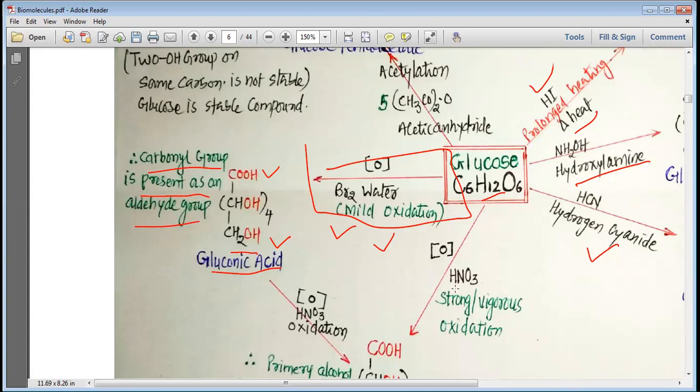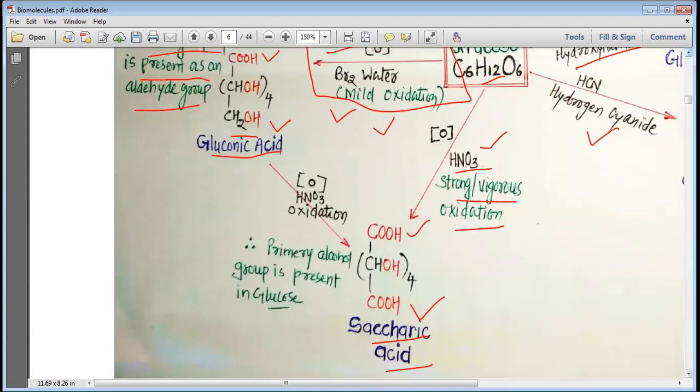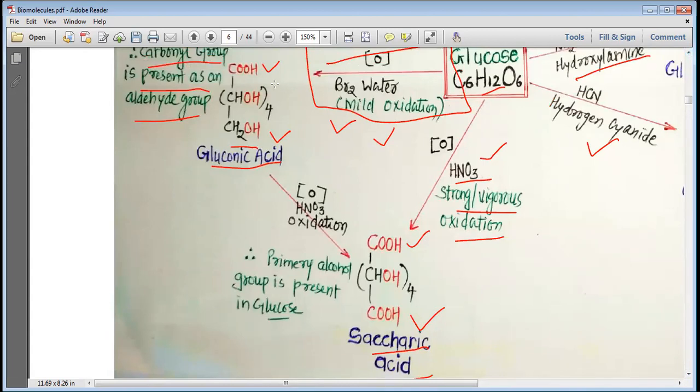When glucose is oxidized with a strong or vigorous oxidizing agent, HNO3, glucose produces a substance known as saccharic acid. This saccharic acid has a COOH group on the first carbon as well as a COOH group on the last carbon. We have even seen that when glucose undergoes mild oxidation, there is a COOH group on the first carbon and a CH2OH group on the last carbon. This gluconic acid, when subjected to vigorous oxidation, even gives saccharic acid.